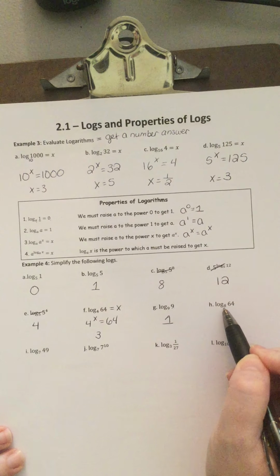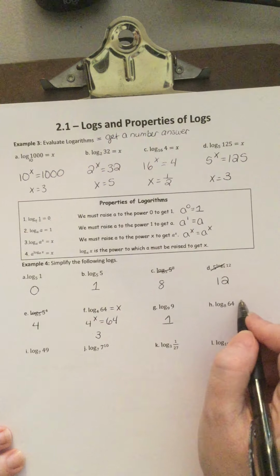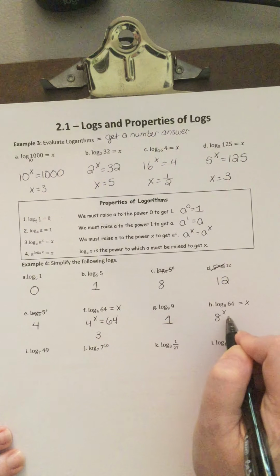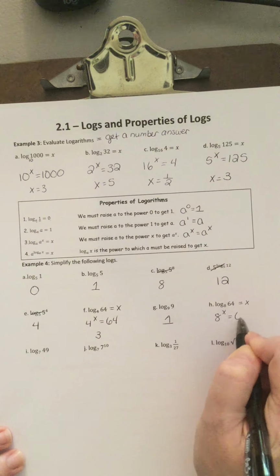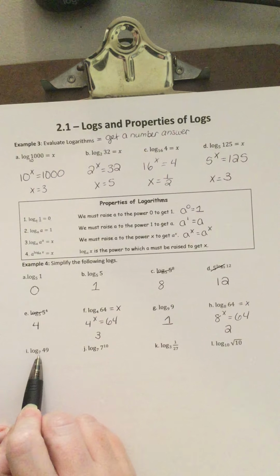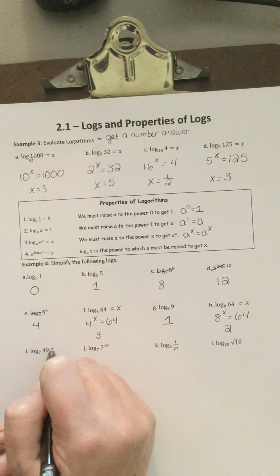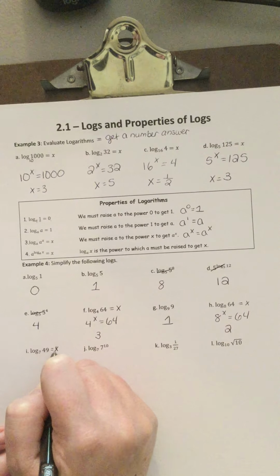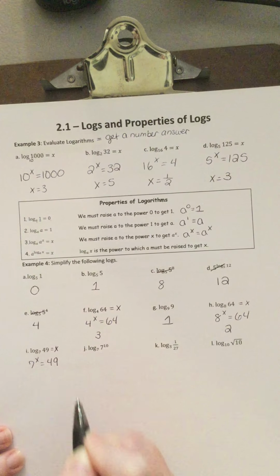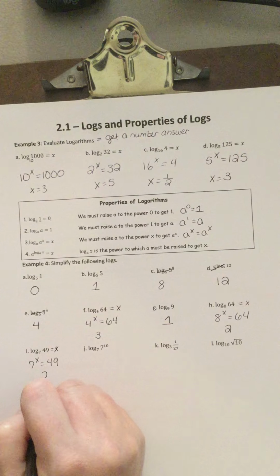All right, letter H does not match our rules. So let's write it as an exponent. 8 to the power of x equals 64. All right, so 8 times 8 gives us 64. So that's 2. 8 squared is 64. All right, for I, same setup. Log base 7 of 49 doesn't match our rules, so we can write it as an exponent. So 7 squared gives us 49.